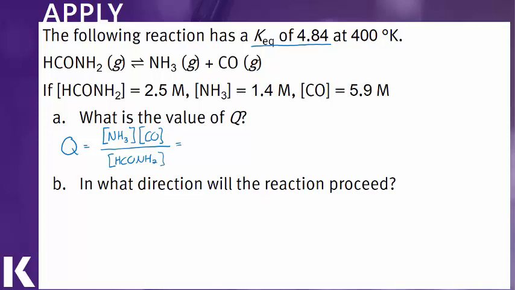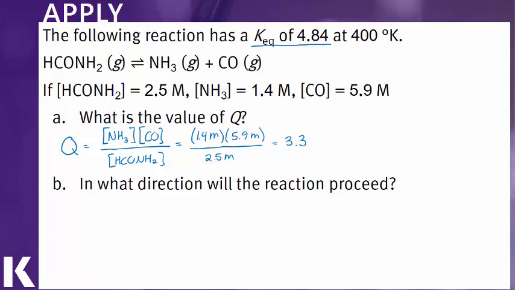Now to get our value of Q, we'll just plug in our values for our concentrations. So we have 1.4 molar for NH3. We have 5.9 molar for CO. And then for our reactant, we have 2.5 molar. And if we crunch the numbers, this would give us a Q value of 3.3.